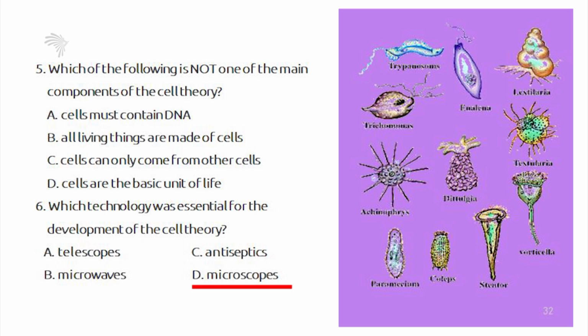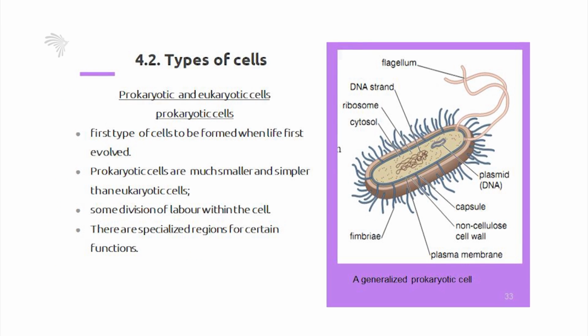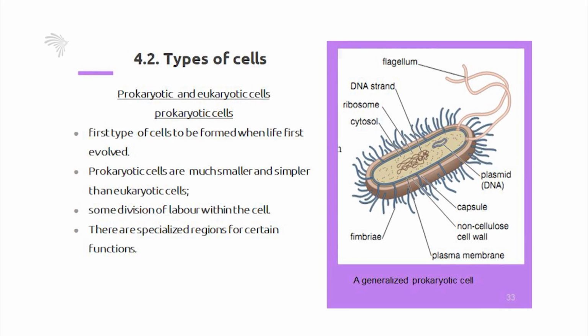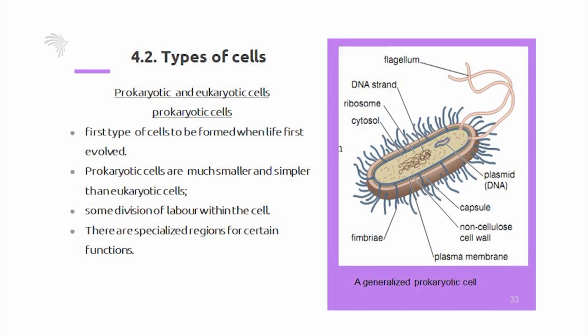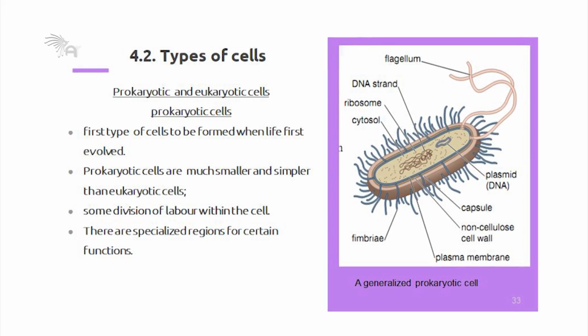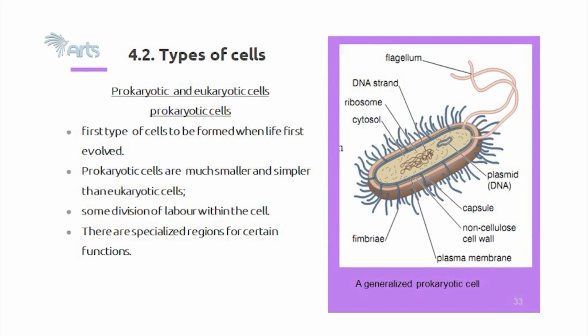Now let's go to the second session of this revision, that is types of cells. How many types of cells are there? Exactly, based on their structural complexity, there are two types of cells, prokaryotic cells and eukaryotic cells. We're going to look at each of these step by step.